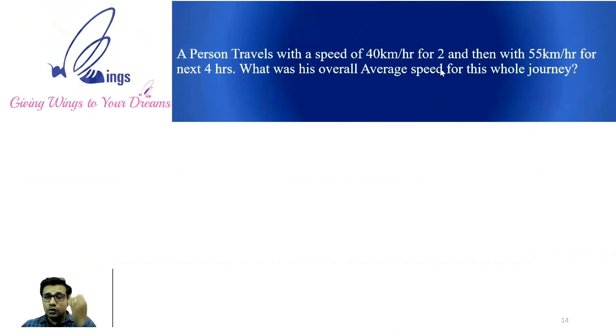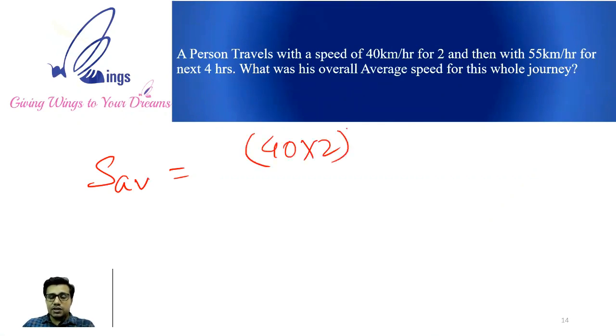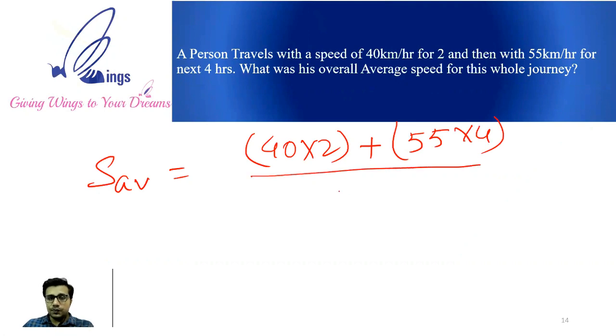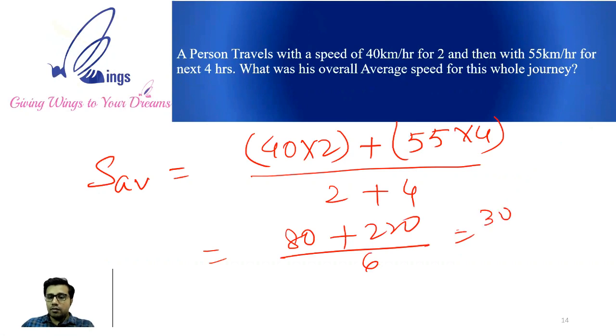40 kilometers per hour for 2 hours, and then 55 kilometers per hour for the next 4 hours. Okay, so let's follow the formula. Average speed is equal to total distance traveled. First 2 hours, what is the total distance traveled? 40 into 2, plus the next 4 hours, 55 into 4, and then the total time is 2 plus 4. This will be 80 plus 220 divided by 6. 300 by 6, the speed became 50 km per hour. That is our average speed.